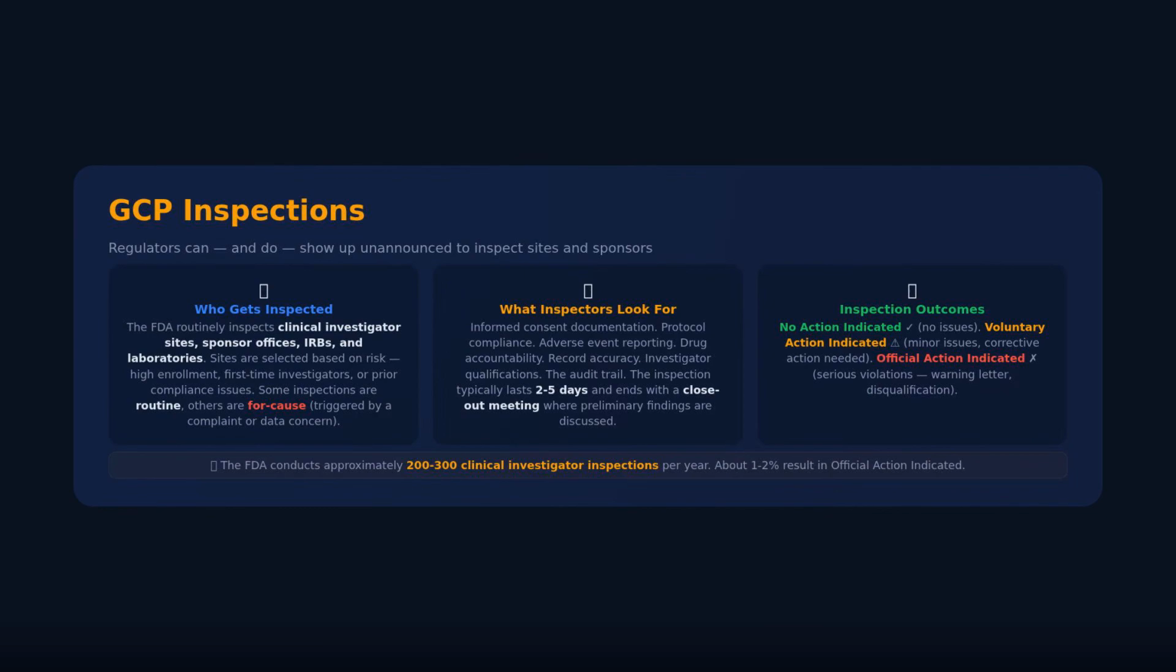GCP inspections. The FDA routinely inspects clinical sites, sponsor offices, IRBs, and laboratories. Inspectors look at informed consent, protocol compliance, adverse event reporting, drug accountability, and the audit trail. Inspections last 2 to 5 days. Outcomes include no action indicated, voluntary action indicated, or official action indicated. The FDA conducts about 200 to 300 clinical investigator inspections per year.